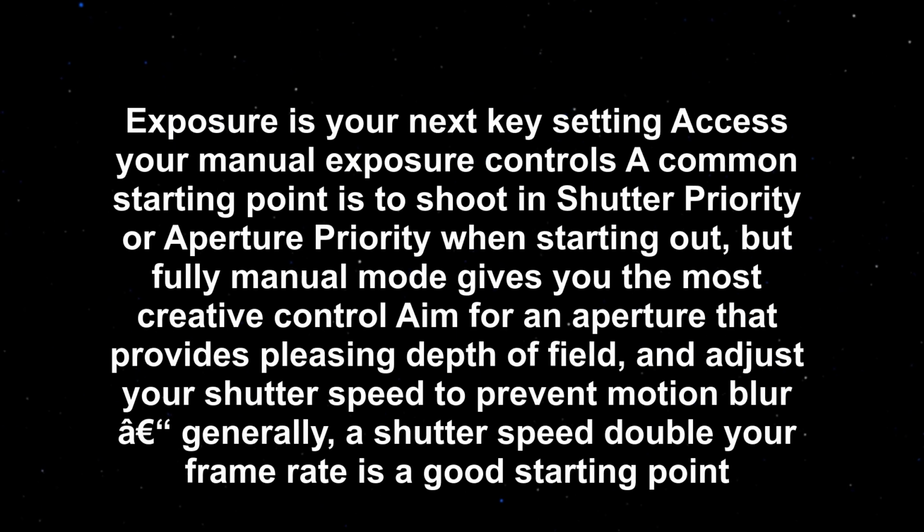Exposure is your next key setting. Access your manual exposure controls. A common starting point is to shoot in shutter priority or aperture priority when starting out, but fully manual mode gives you the most creative control. Aim for an aperture that provides pleasing depth of field, and adjust your shutter speed to prevent motion blur. Generally, a shutter speed double your frame rate is a good starting point.